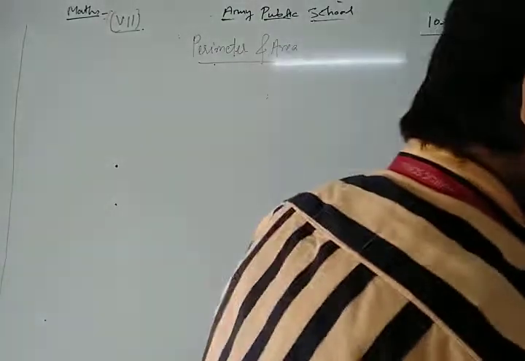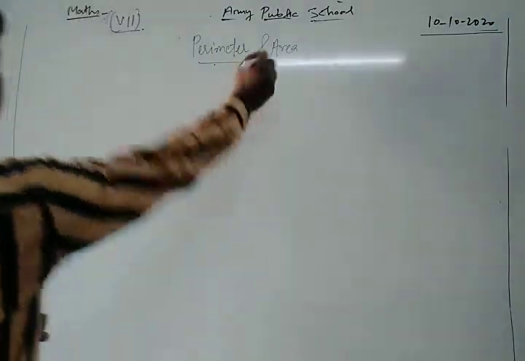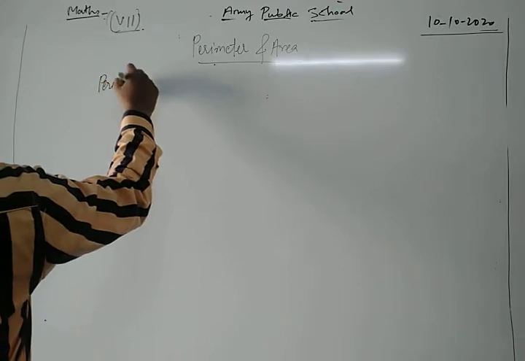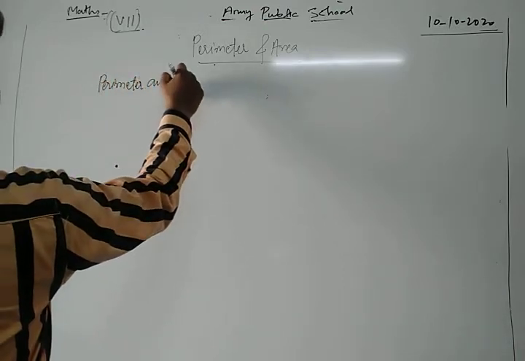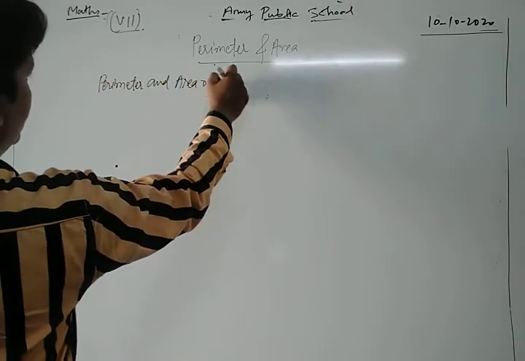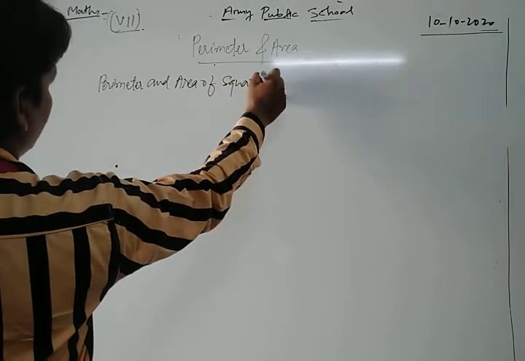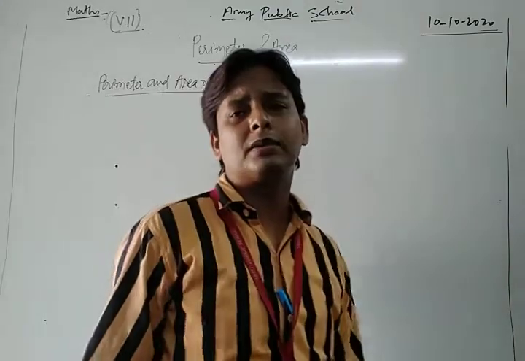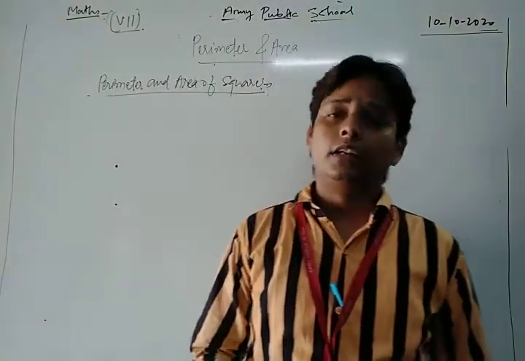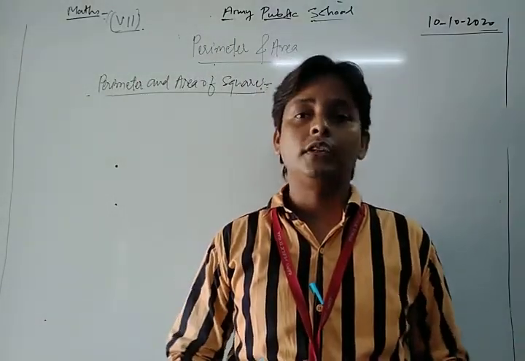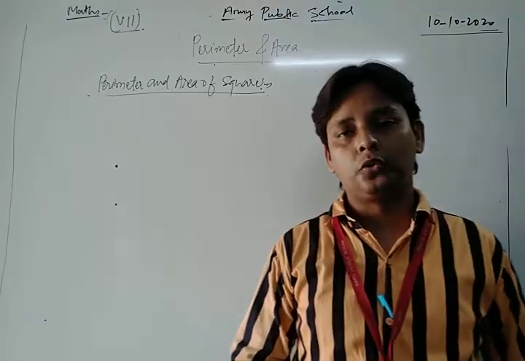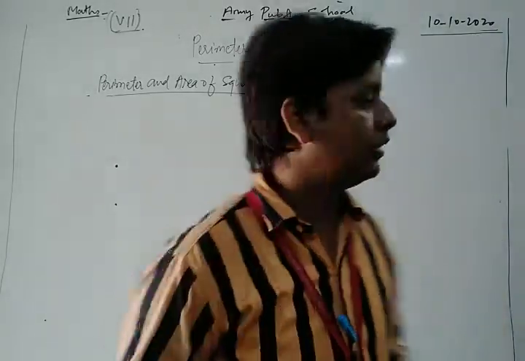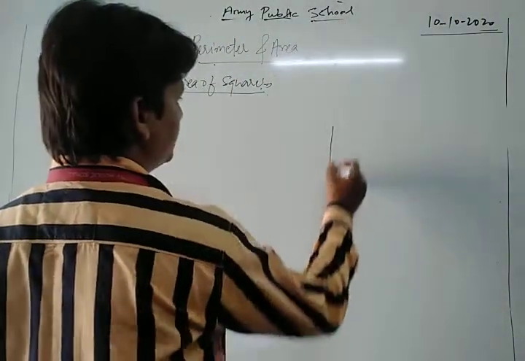Now look, we discuss the perimeter and area of a square. Dear students, you know the concept of square. A square is a quadrilateral in which all its sides are equal and each angle is equal to a right angle, that means 90 degrees. Then it is said to be a square.